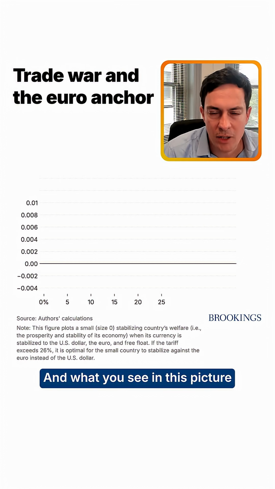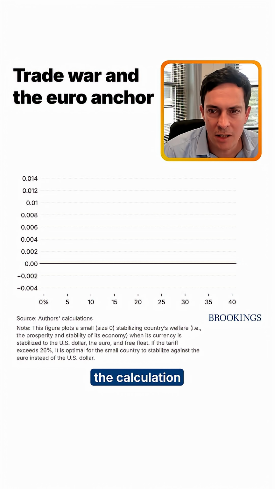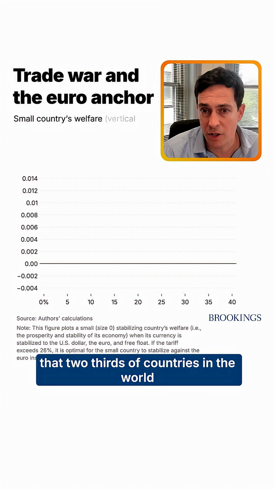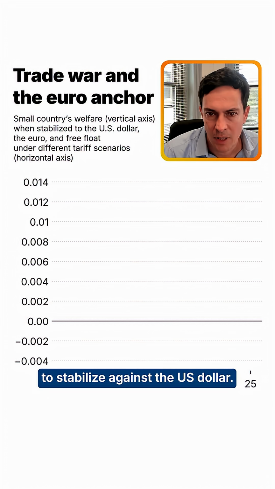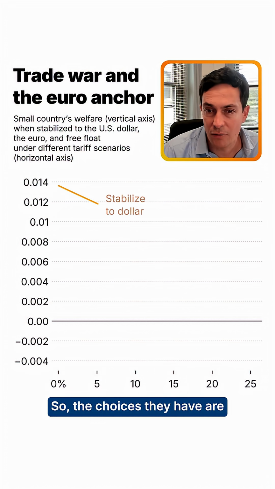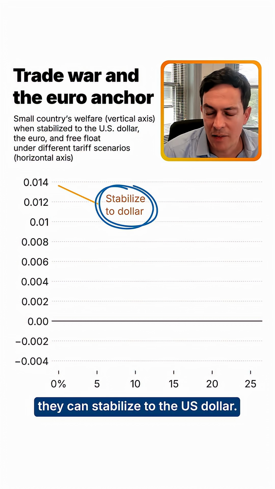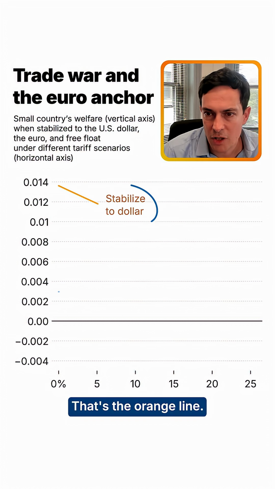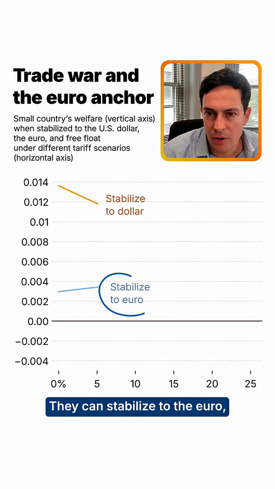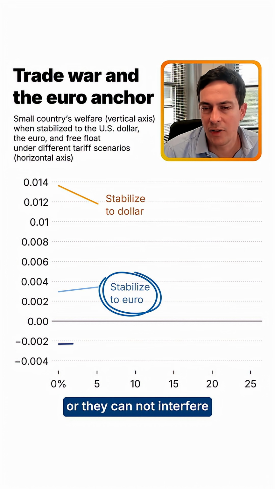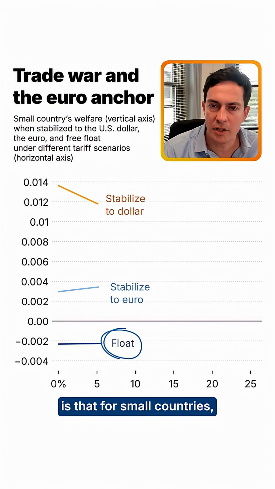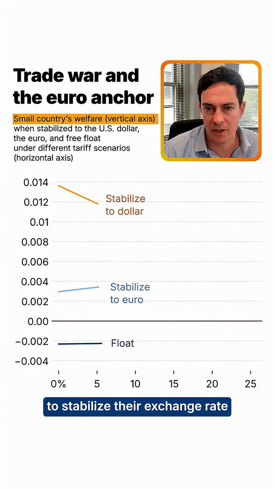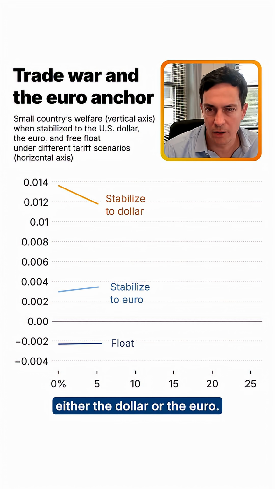And what you see in this picture is essentially the calculation that small countries, that 2/3 of countries in the world make when they decide to stabilize against the US dollar. So the choices they have are they can stabilize to the US dollar, that's the orange line. They can stabilize to the euro, or they can not interfere in currency markets at all and float their exchange rate. What you see is that for small countries, it's best always to stabilize their exchange rate to one of the two big anchors, either the dollar or the euro.